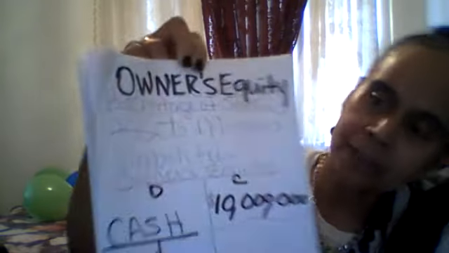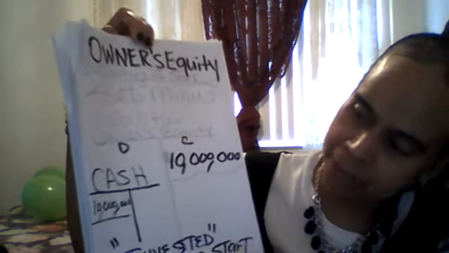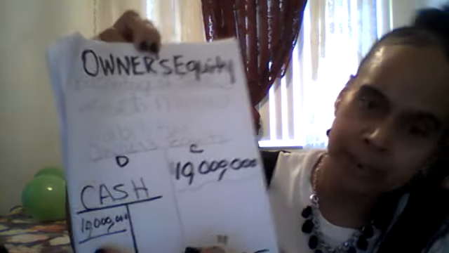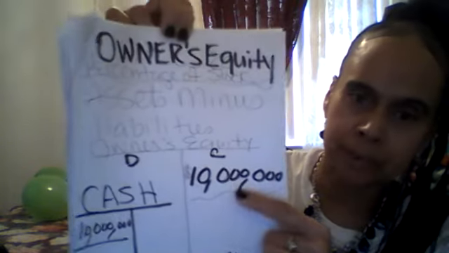So I think that was the last one, class. And as I said, this is owner's equity, owner's equity invested. See, the owner invested $10 million in the business. So what we do, we debit cash $10 million, and we credit owner's equity $10 million. So that's the first one.